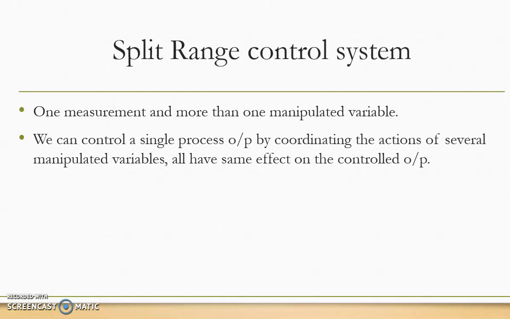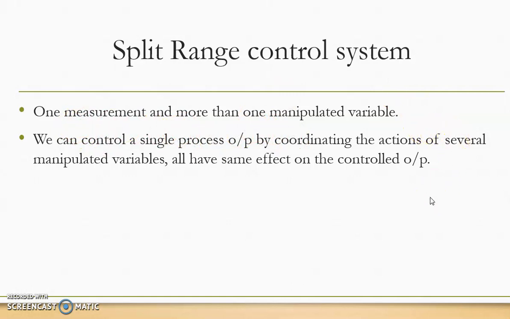Next is the split range control system. A split range control system has one measurement and more than one manipulated variable. So we can say that in a cascade control system we had one manipulated variable but more than one measurement, but in the case of a split range control system, we have one measurement and more than one manipulated variable.